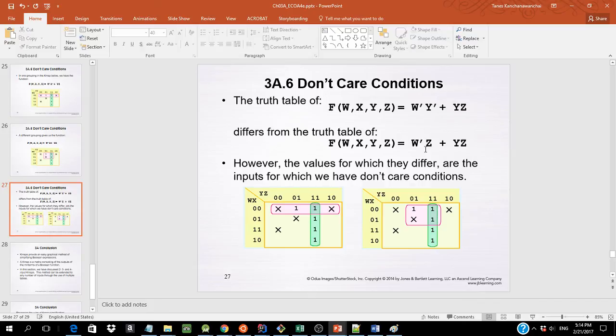You simplify your circuit, make it smaller. If you have one more X prime right there, you have to add an AND and 2 more gates, right? So that's the point of simplification, right?